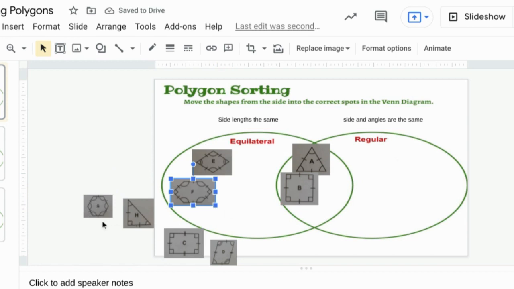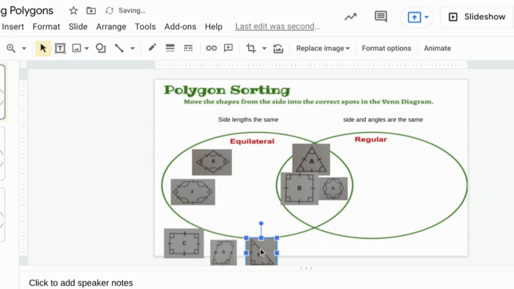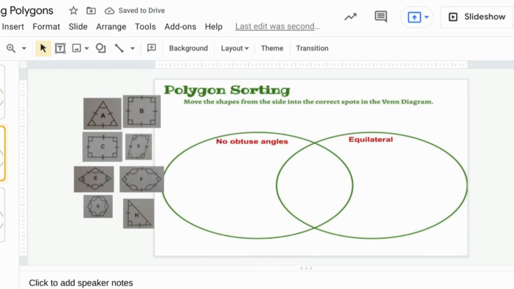G, all of our side lengths are marked the same. And if you look carefully, all our angles are marked the same. It is a regular shape. It's going to go over in here because all regular shapes are also equilateral. And H is not equilateral, so it cannot be regular. It's outside.